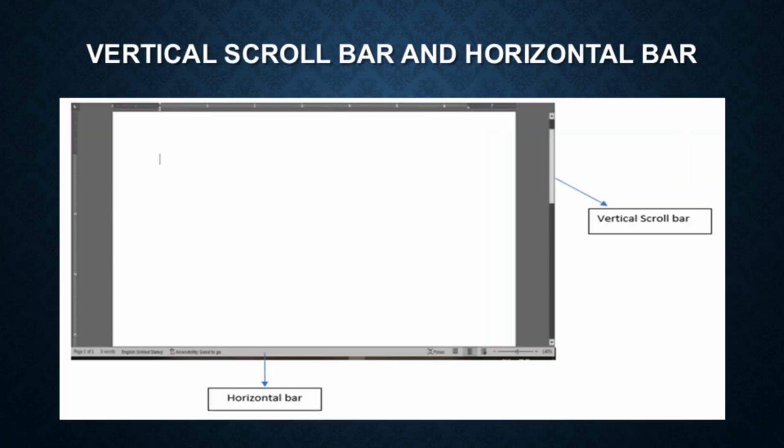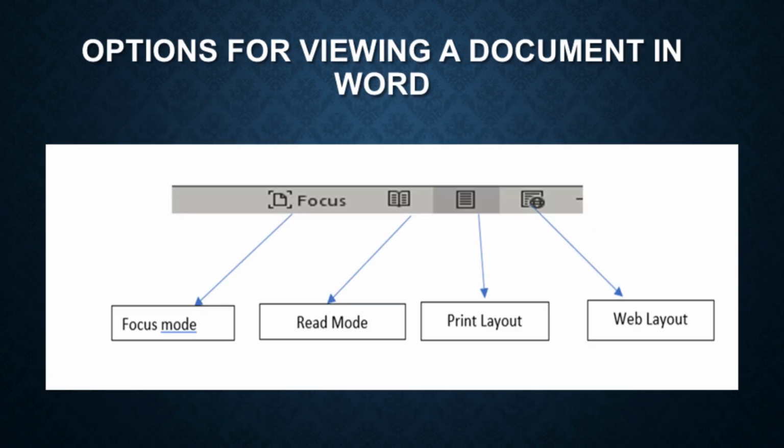H. Vertical scroll bar and horizontal bar. There are two scroll bars, such as horizontal and vertical scroll bar, as shown here. I. Options for viewing a document in Word. The following below are the options for viewing a document. Print layout. Read mode. Web layout. Focus mode.